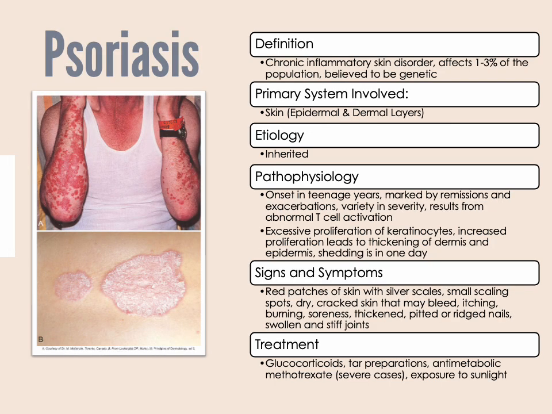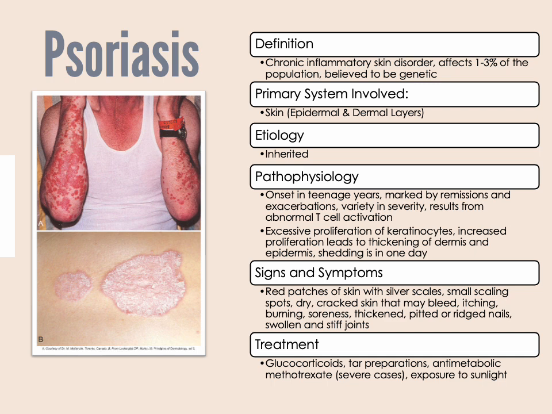The next one we'll talk about is psoriasis, and this one's a little bit different in that it does affect two layers of the skin. You still have a chronic inflammatory disorder. We do believe that it is genetic and inherited through family. But with psoriasis, it does affect the epidermal layers, and now it goes a little bit deeper, and you have those dermal layers that are affected.